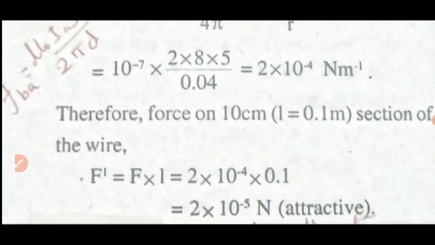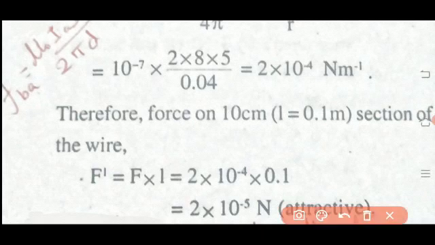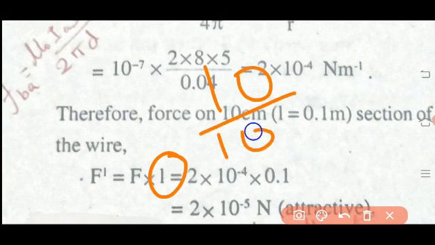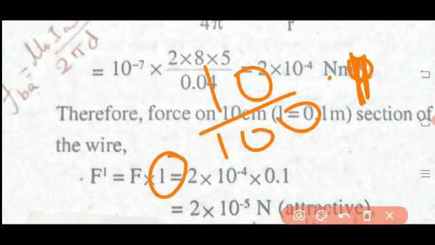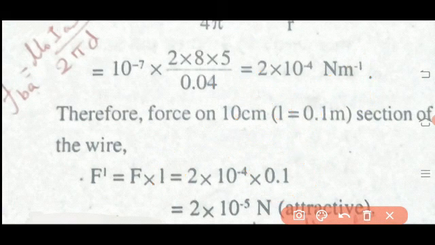Finally, you can multiply with L. L is 10 centimeter, so 10 centimeter is nothing but 10 by 100. You will get 0.1 meter. Okay, so you can substitute here. The final answer will be 2 into 10 to the power of minus 5 Newton.